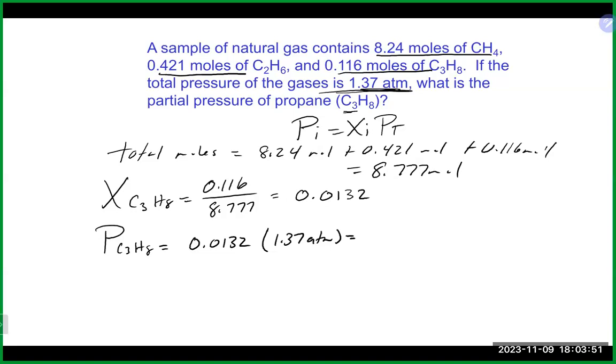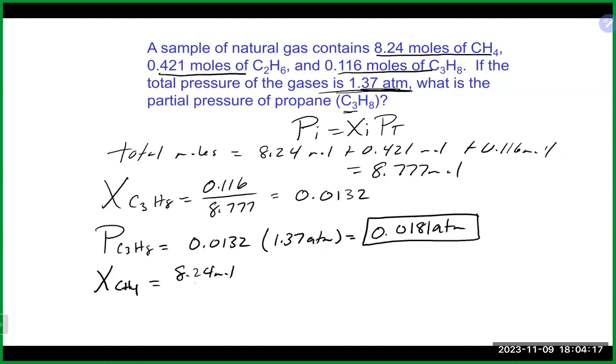And that's going to give us that our partial pressure of our propane is going to be 0.0181 atmospheres. Question on that there. We could also do this for any of the other gases. So if we wanted the mole fraction, for example, of methane, it would be the moles of methane, 8.24, divided by our total moles.